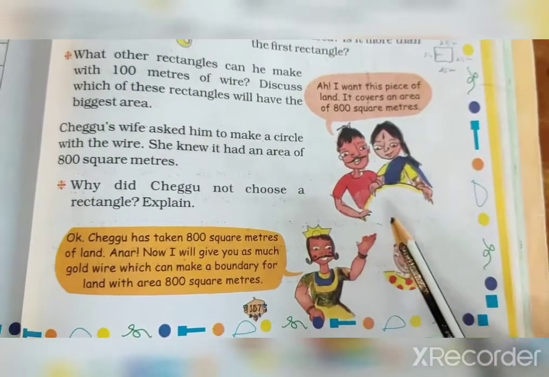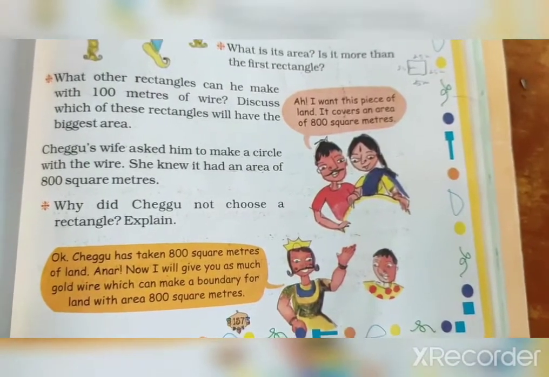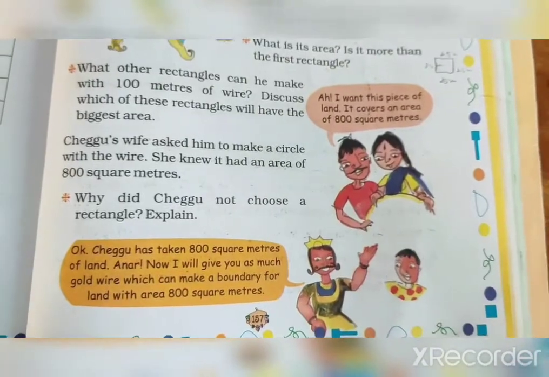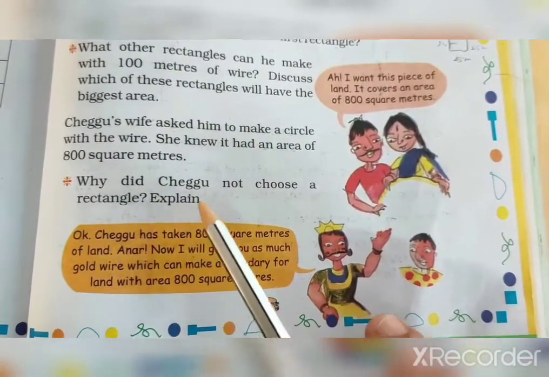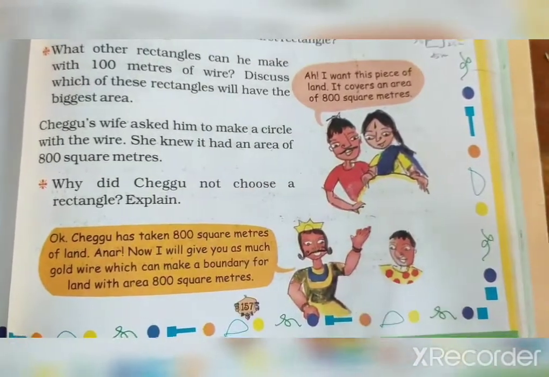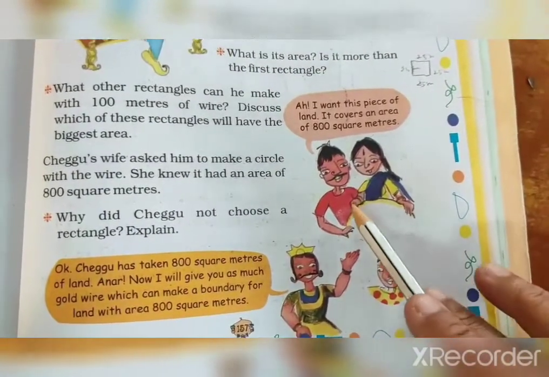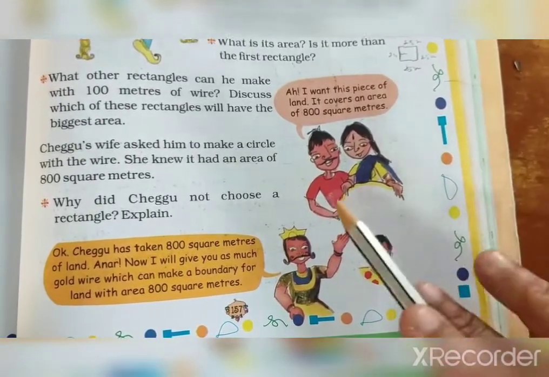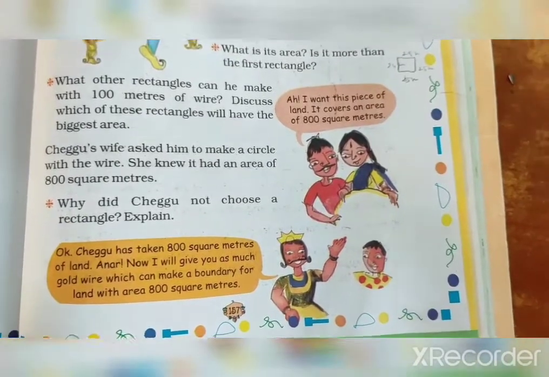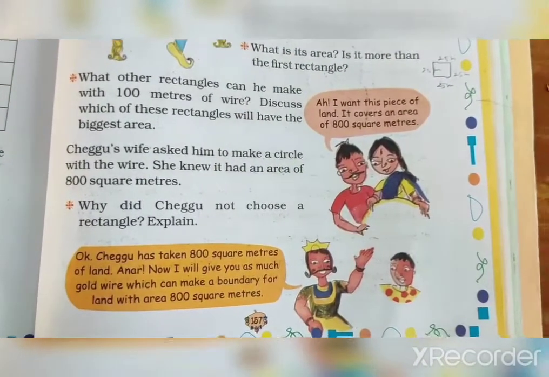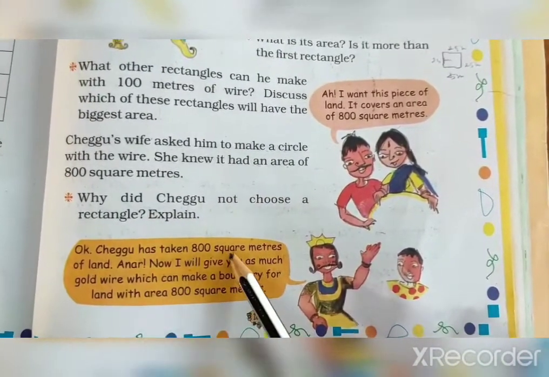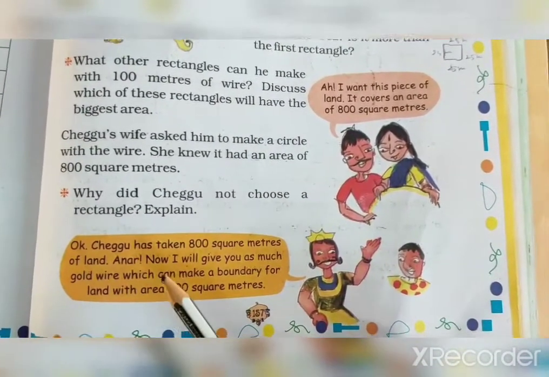What she has done with the help of 100-meter wire, she formed a circle. Why did Chengu not choose a rectangle? Explain. Because when he chooses a rectangle, he will get less part of land. When he takes a round shape, that means circular shape, he will get more.